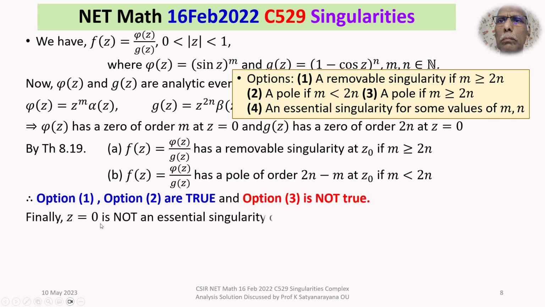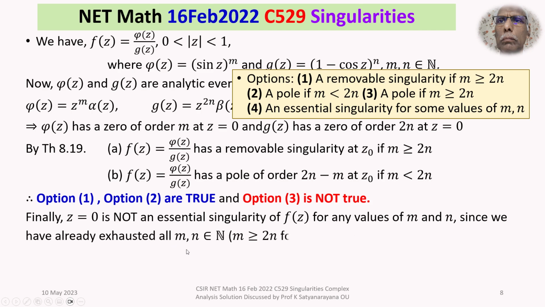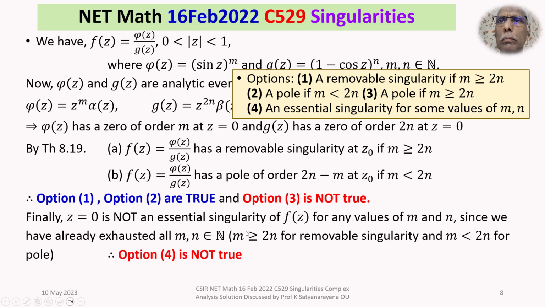Now finally, z is equal to 0 is not an essential singularity of f of z for any values of m and n, because we have already exhausted m, n belonging to N, where m greater than or equal to 2n for removable singularity, and m less than 2n for the pole. Therefore, we do not have any values of m and n. Therefore, z is equal to 0 is not an essential singularity. Therefore, option 4 is not true. So the answer to this question is option 1 and option 2 are true.